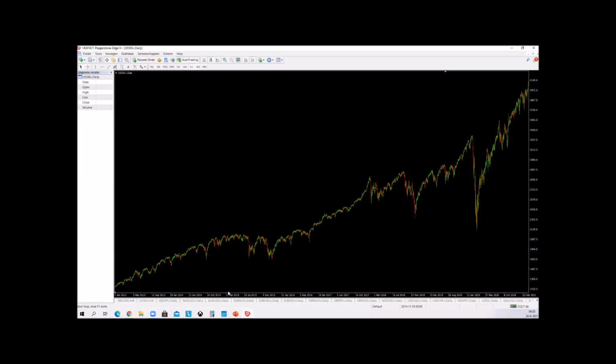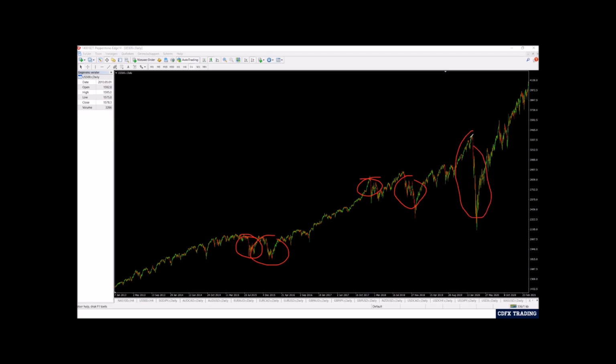If we quickly look at a chart of the S&P and we zoom out, look at that. Of course, there are these dips. As you can see, the Corona dip. So there are dips there, but overall the trend is up. There is a bullish skew to the S&P. And I like to play that skew.